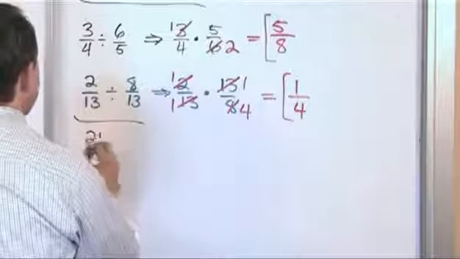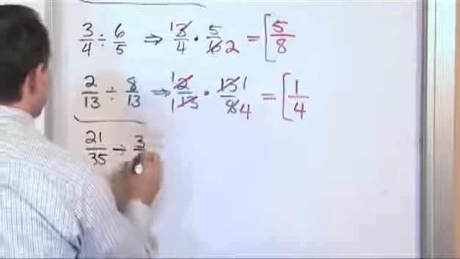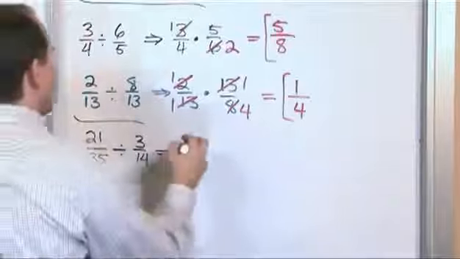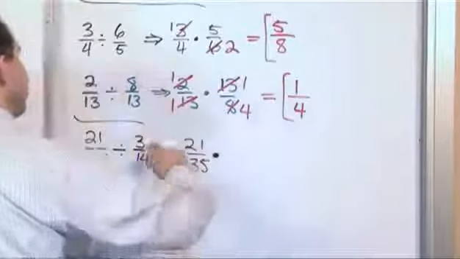If I have 21/35 divided by 3/14. When I have division, I always rewrite it. So rewrite the 21/35, change it into multiplication, take the second one, flip it over.